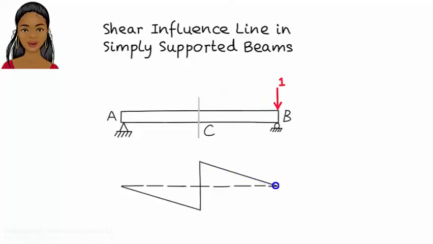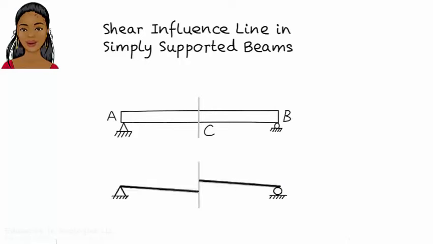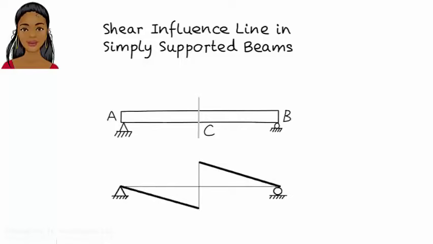Note that the diagram consists of two straight segments separated at C, as if the beam is cut at C. Then the left end of the cut is pushed down and the right end of the cut is pushed up as points A and B rotate to accommodate the deformation. The idea of pushing the beam segments up or down and drawing the shape that results is a convenient way for drawing shear influence lines qualitatively.